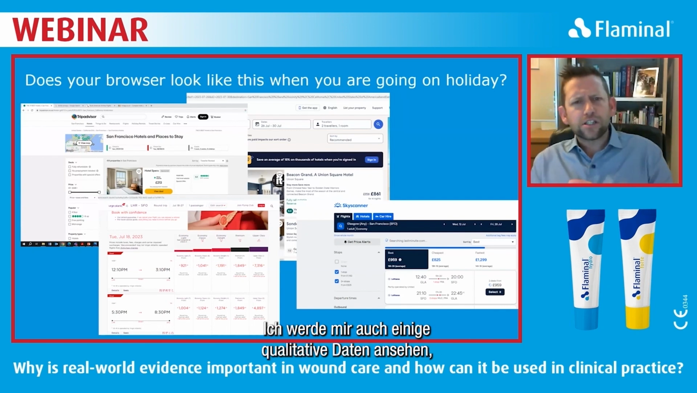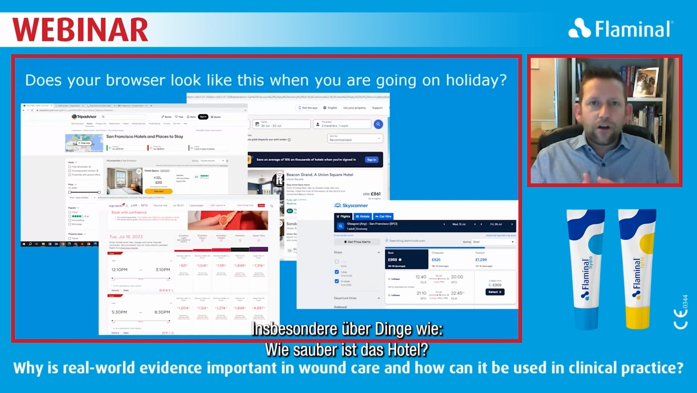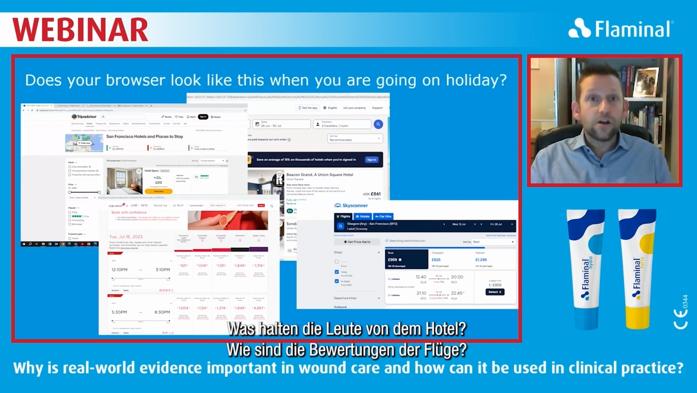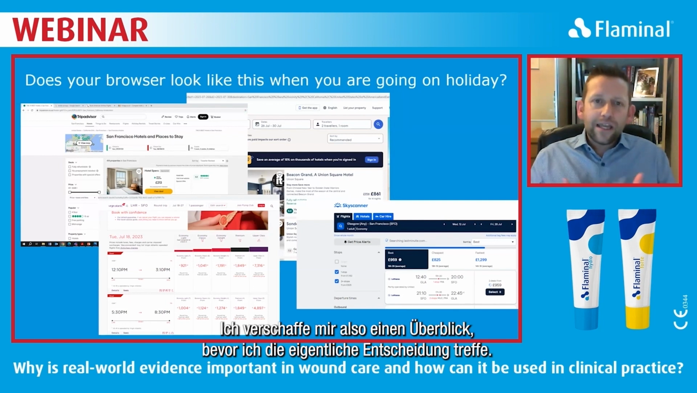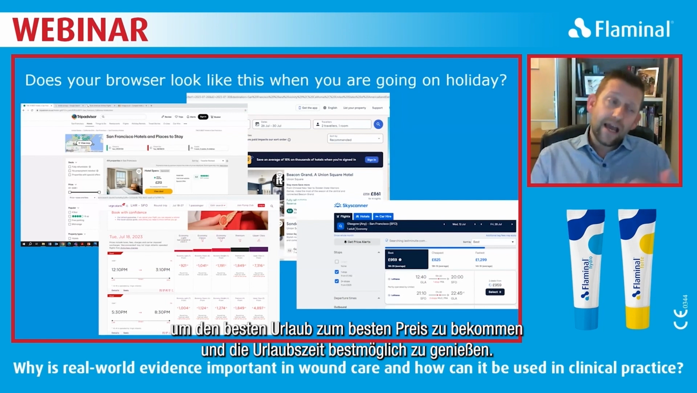I'm also going to look at some qualitative data. So in particular around things such as how clean was the hotel? What did people think of the hotel? What are some reviews of the flights, etc.? What things are around the hotel? Looking at that big picture before I make that individual decision. So I've researched around making the best decision for me to have the best holiday at the best price and have the best time available.